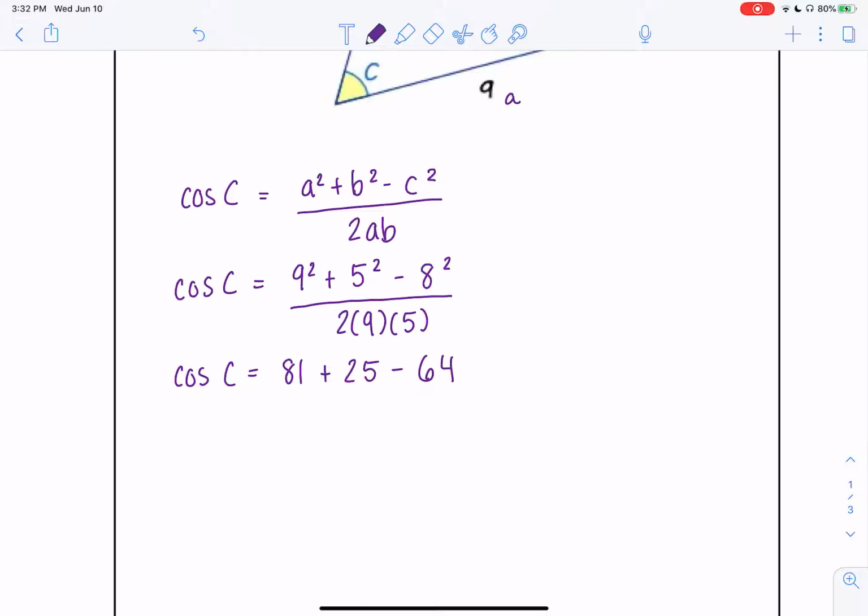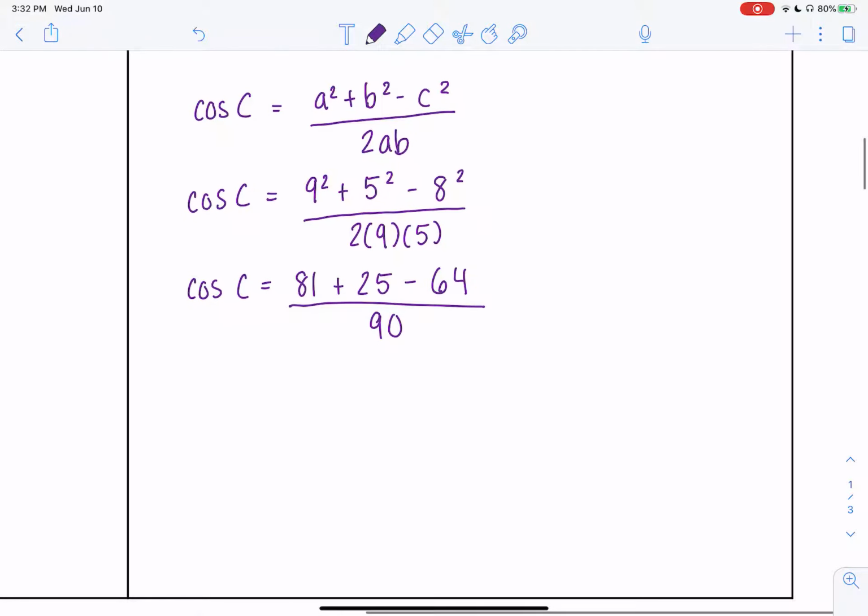Just to be clear with this guy here, this is minus 8 squared. You can write it like that if you want, but you may need to put it in your calculator like this, just so your calculator understands what it's looking at. All of that is over 2 times 9 times 5, which is 90. And now I'm just going to simplify that numerator.